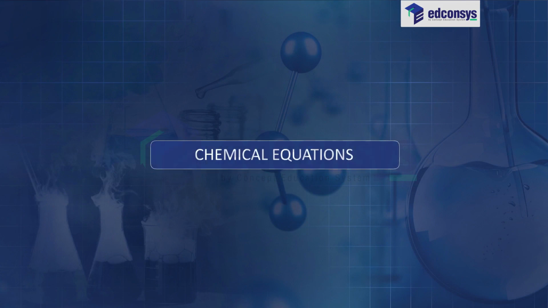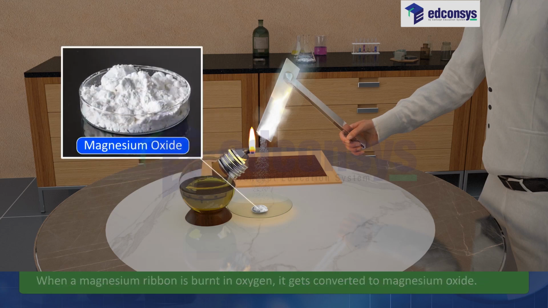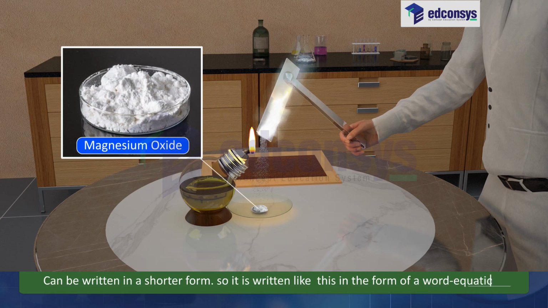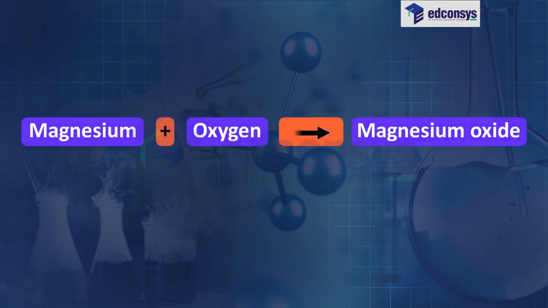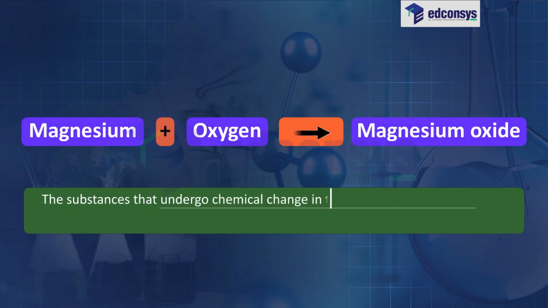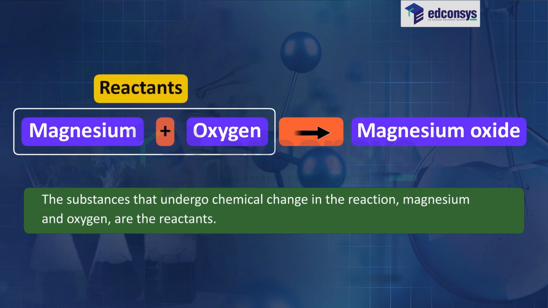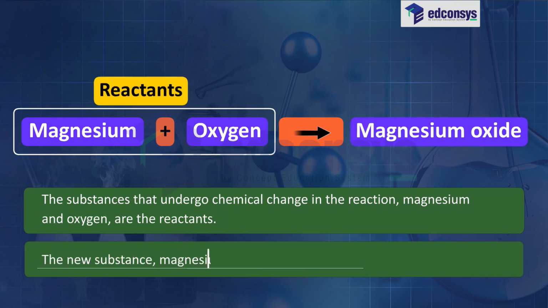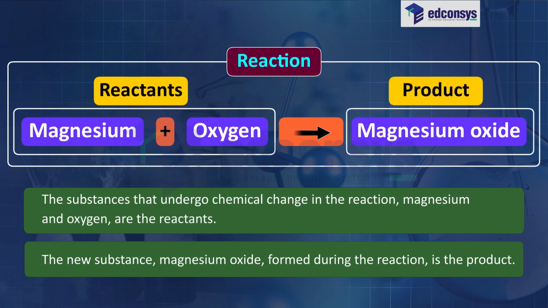Chemical equations. When a magnesium ribbon is burnt in oxygen, it gets converted to magnesium oxide. This can be written in a shorter form. So it is written like this in the form of a word equation. Magnesium plus oxygen gives magnesium oxide. The substances that undergo chemical change in the reaction, magnesium and oxygen, are the reactants. The new substance, magnesium oxide, formed during the reaction is the product.